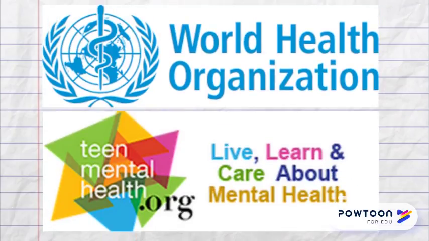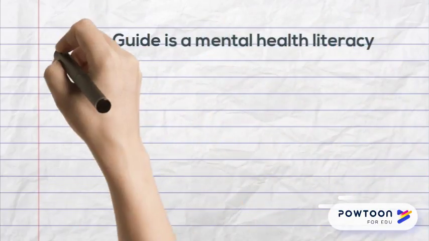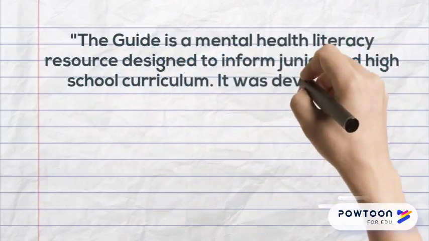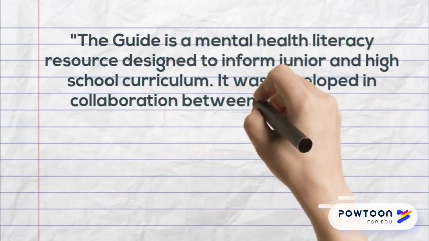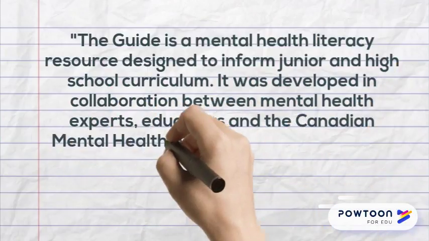The World Health Organization advocates for mental health promotion and prevention in schools. The Mental Health in High School Curriculum Guide, the Guide, was introduced to junior and senior high schools in some provinces in Canada. The Guide is a mental health literacy resource designed to inform junior high and high school curriculum. It was developed in collaboration between mental health experts, educators, and the Canadian Mental Health Association.